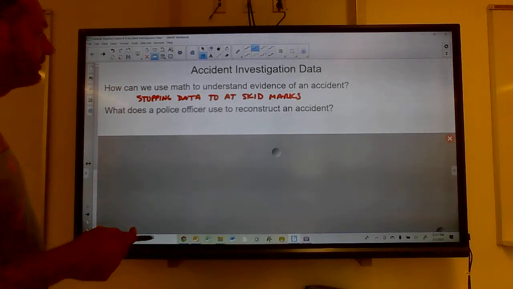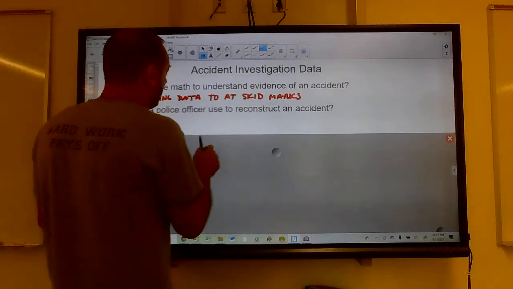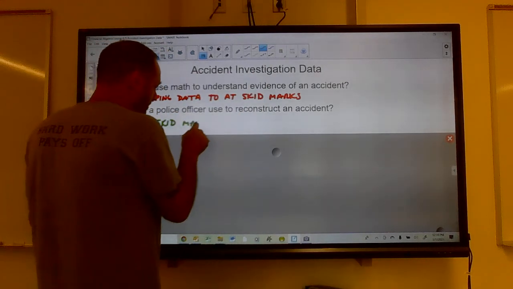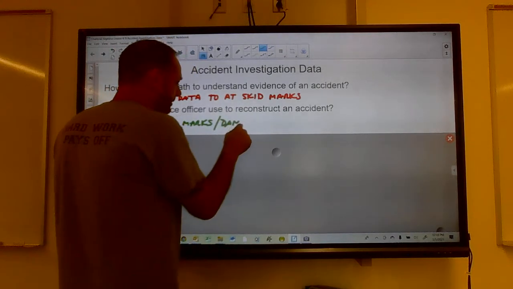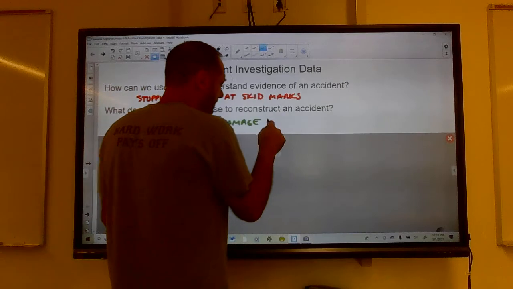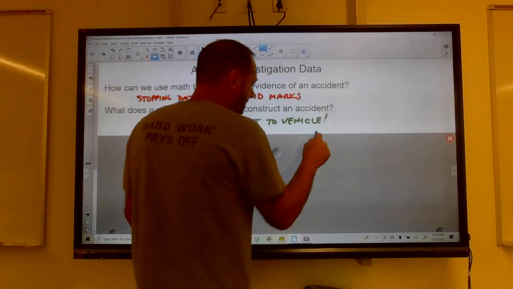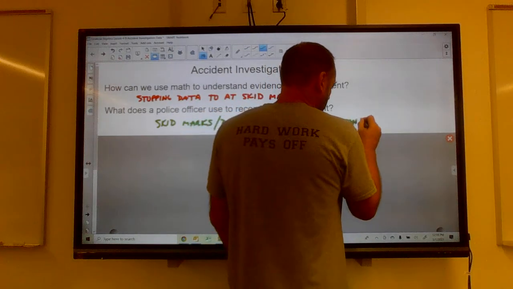So what does a police officer use to reconstruct an accident? Like I said, skid marks are one big thing. Damage to the vehicle. Distance people are thrown from vehicles.